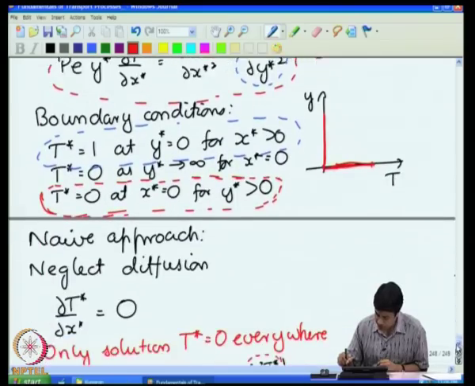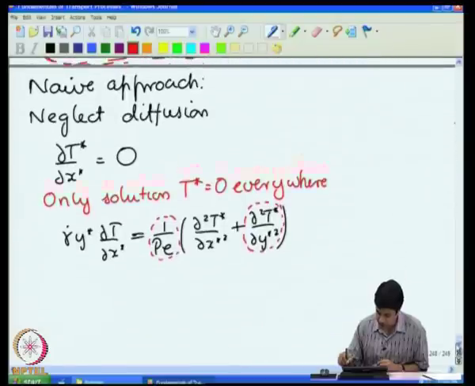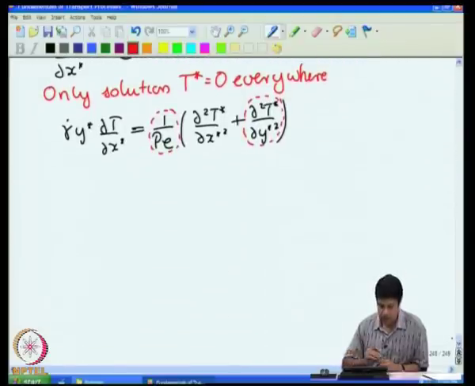So, how am I going to solve this problem? I said physically, the reason that we are not able to get a balance is because we have assumed that the length scale for variation in the y direction is capital L. If the length scale for variation in the y direction were much smaller than capital L, there might be a balance between convection and diffusion. What should that length scale be?